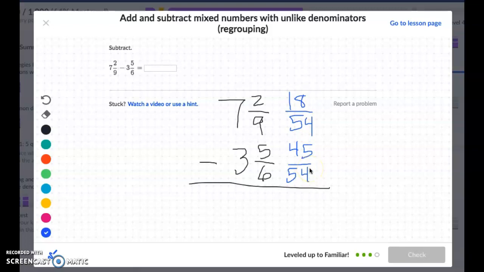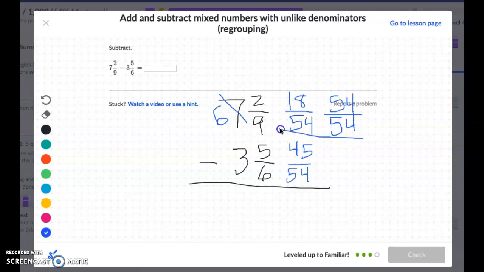Now again, this is where a lot of 5th graders will just move that 45 to the top. We can't do that. So instead, we need to think, okay, I'm going to take 1 away from this 7, and that makes it a 6. And if I take 1 away, that's actually 54 54ths, because that is one whole. 54 54ths is a whole.